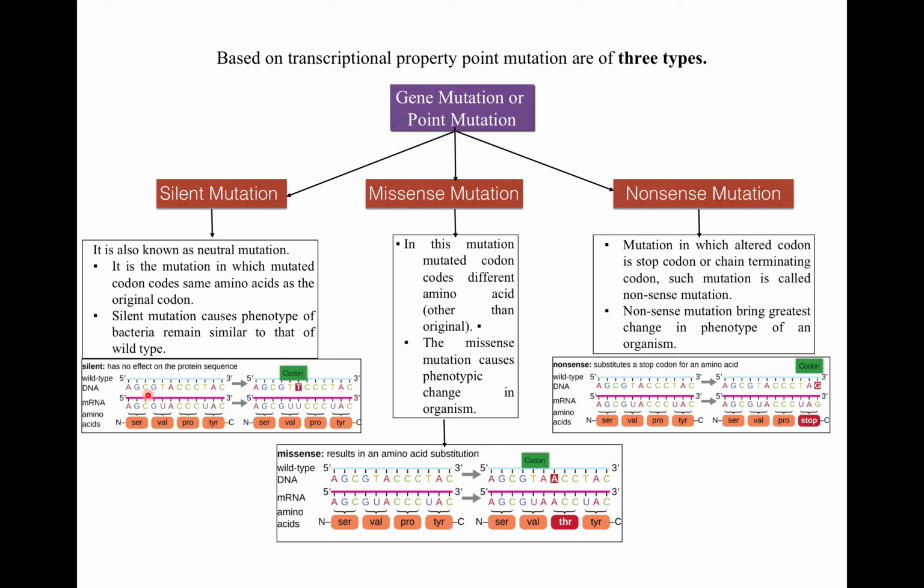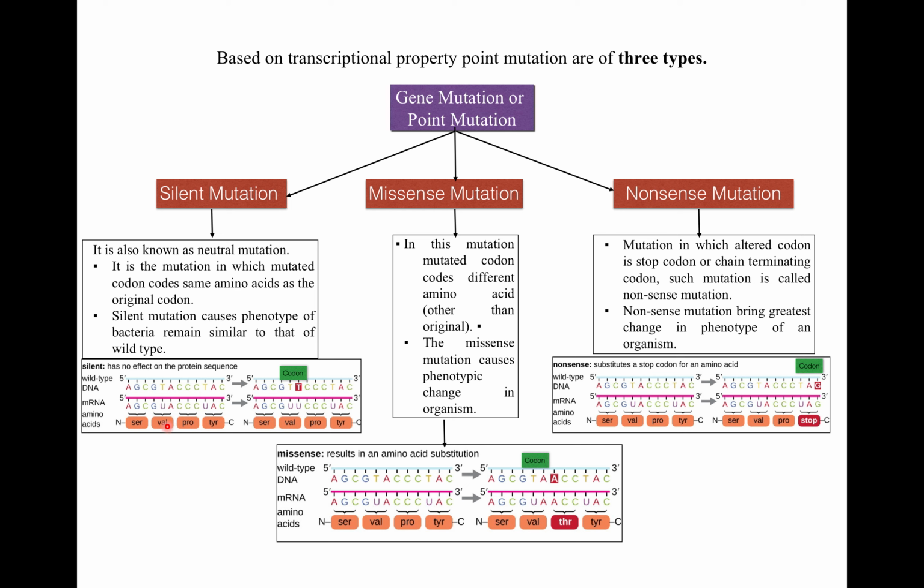Silent mutation causes the phenotype of bacteria to remain similar to that of wild type. So here you can see wild type DNA consists of AGC, GTA, CCC, TAC, codons 1, 2, 3, 4. Now in the second codon, you can see there is a T in place of GTA, now GTT. Then in mRNA, you can see GUA.